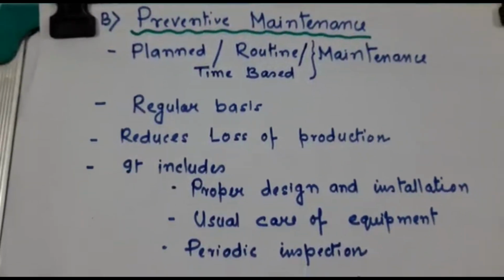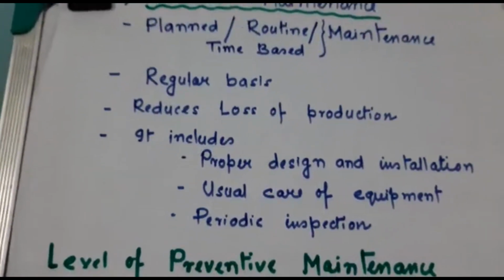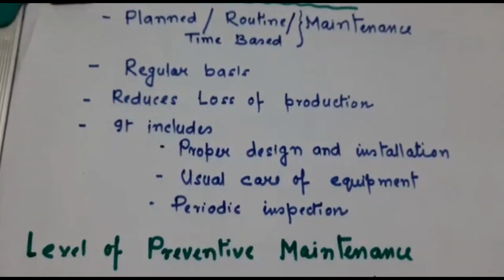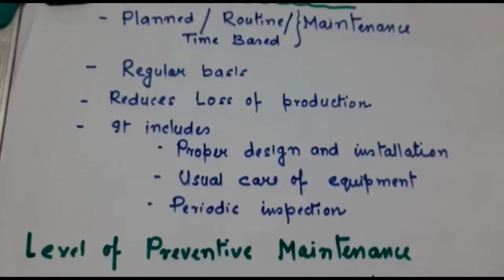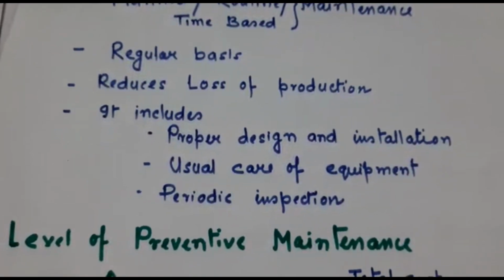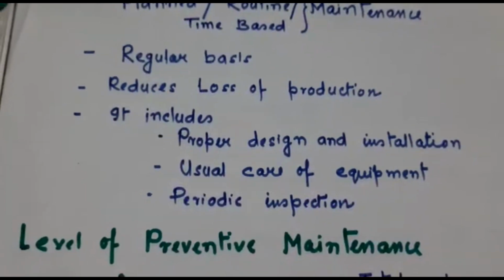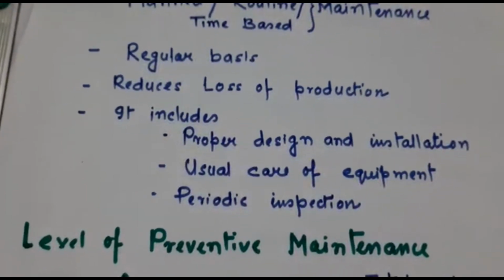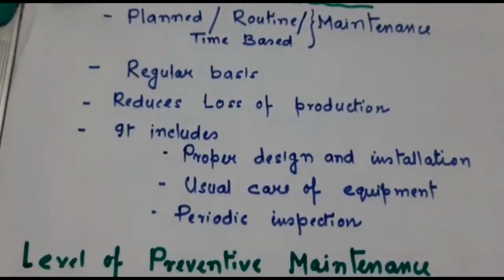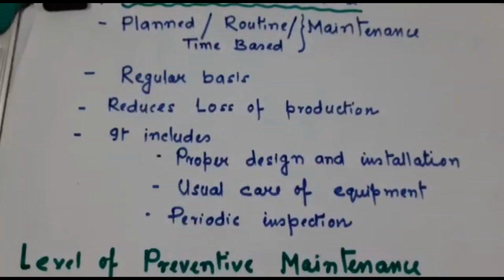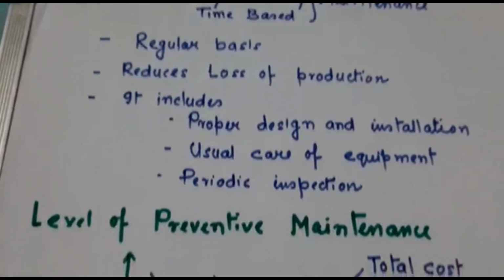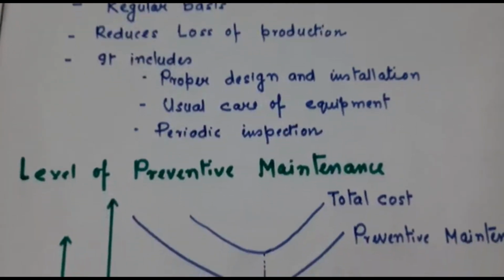Preventive maintenance includes proper designing and installation of the machine, taking usual care of equipment such as cleaning, lubricating, adjusting or resetting of the equipment when the machine is either idle or running, and also includes periodic inspection and scheduled replacement of parts. So preventive maintenance is carried out so that the question of breakdown maintenance doesn't arise. Now the question is, what should be the level of preventive maintenance?